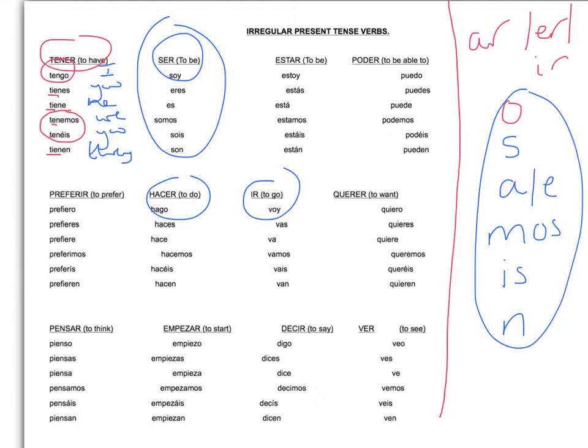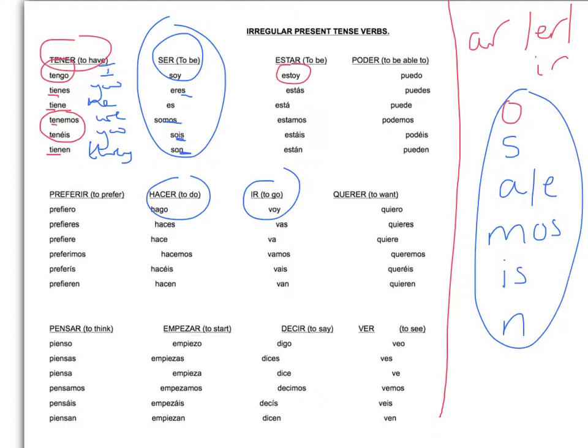Can you see how the you has an S on the end, the we has a MOS, the you plural has this is, and then the they does end in an N. So even though it doesn't look it, it does make sense, it is still logical. Estar is only irregular in the first person. After that, it does exactly what you'd expect from an AR verb in the present tense.